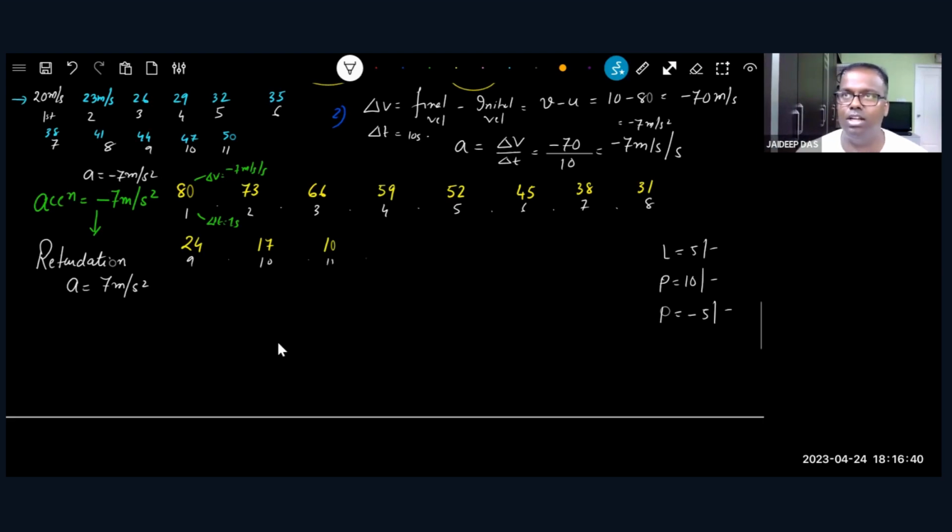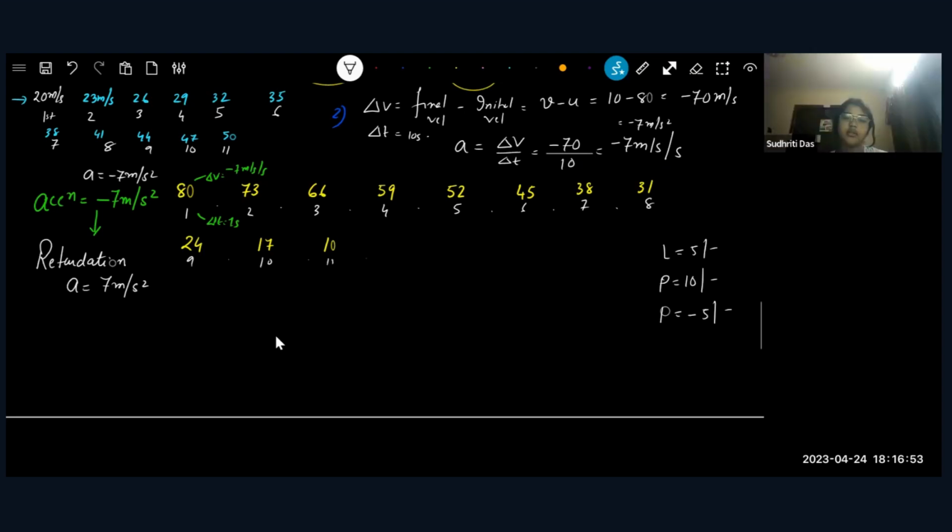The child is not retarding, the child is going ahead. So his retardation factor will be negative. The child is accelerating, positive. The child is retarding, coming backward. Did you understand this? Now, if you take it in terms of retardation, then acceleration should be negative, right?